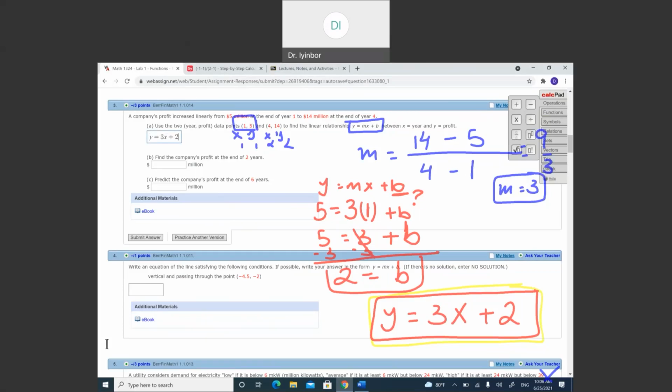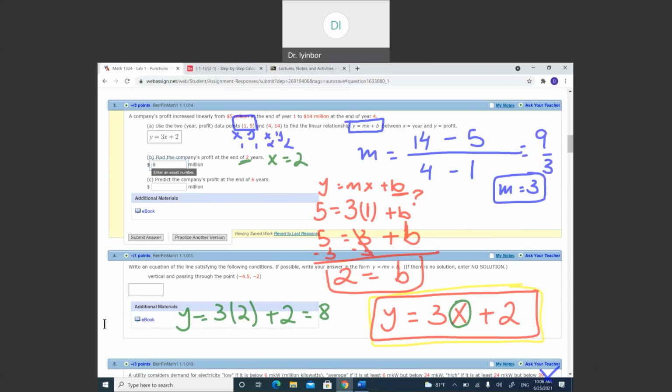And then the second one is to find the company's profit at the end of year 2. What that means is I'm going to replace x with 2. So I'm going to have y equals 3 times 2 plus 2. I'm replacing x with 2 because that's what they give me. Second year, x is 2. When x is 2, what is the profit? What is y? I'm going to plug it in. 3 times 2 plus 2 is 8. So it's going to be 8 million.